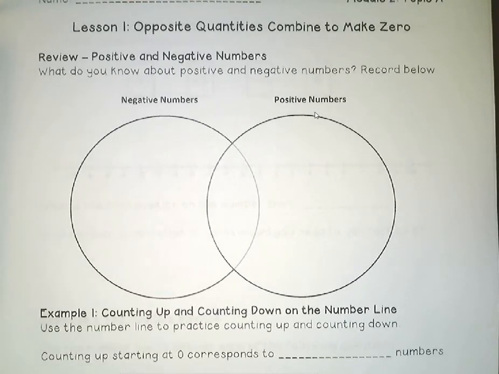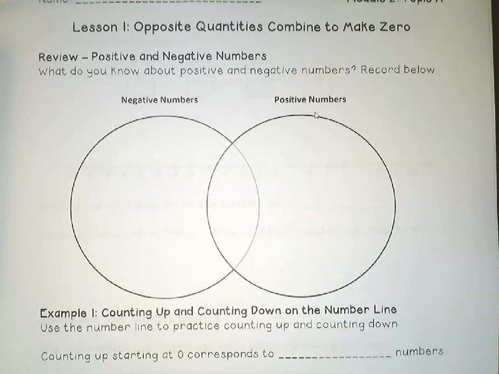We are starting our second module, the rational numbers. And today we are working on the first lesson, an introductory lesson, about opposite quantities combined to make zero. What does it mean? First of all, let's review positive and negative numbers. Positive and negative numbers can be very different, but they have something in common. That's why you see this Venn diagram here.